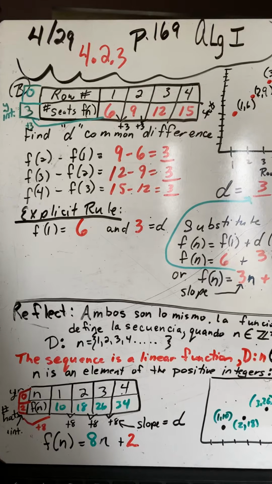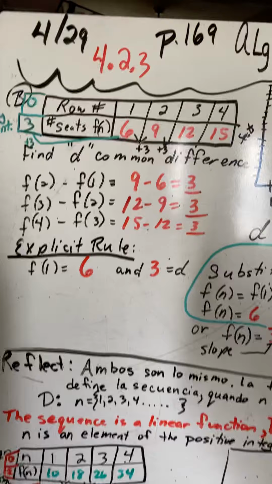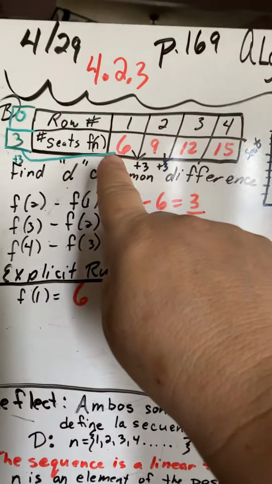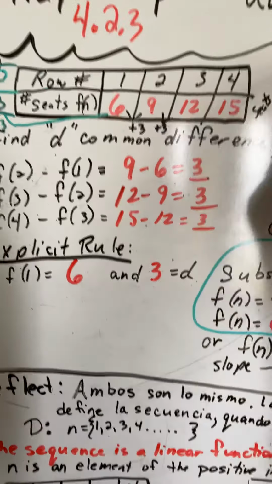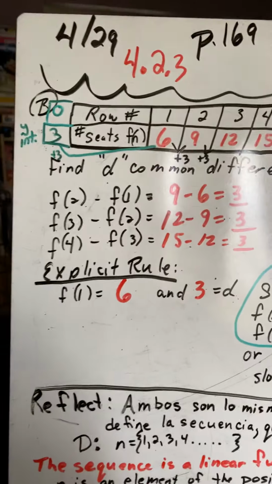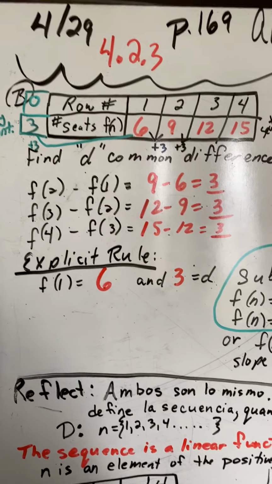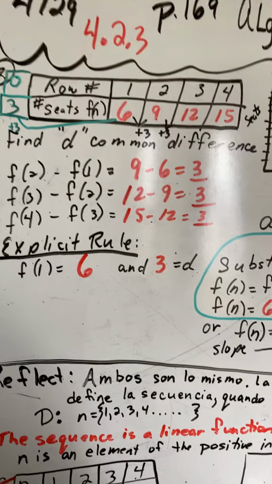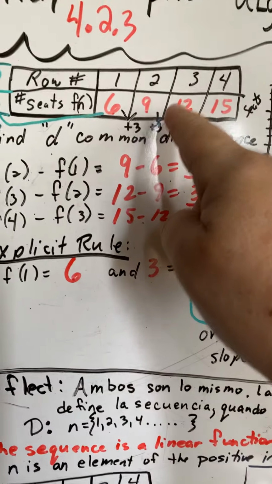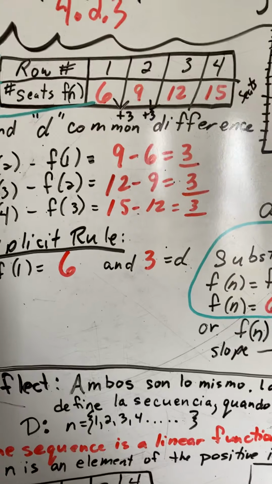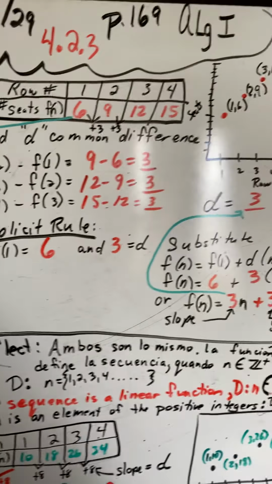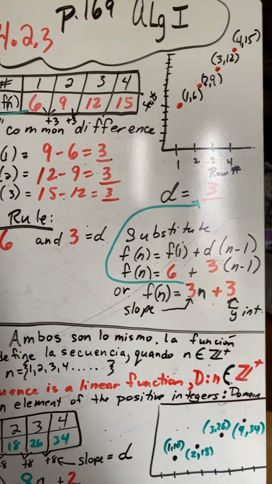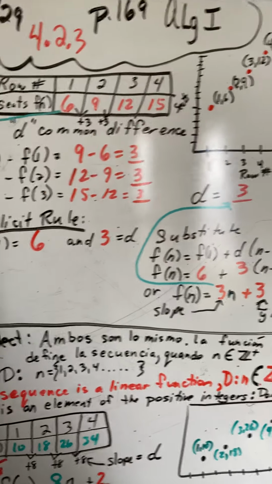Okay, so here we go. So 1 goes to 6. Row 1 has 6 seats. Row 2 has 9 seats. Row 3 has 12, and row 4 has 15. All right, so we want to find the common difference. So from 6 to 9, you add 3, you add 3, you add 3 every time. And so the common difference is 3, and we're going to put that right underneath the graph.